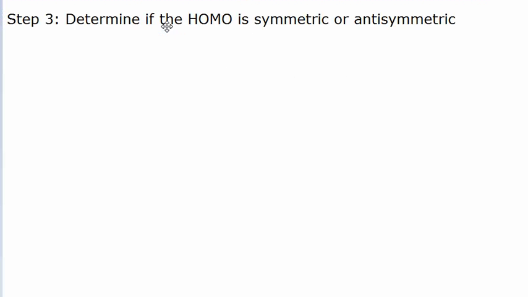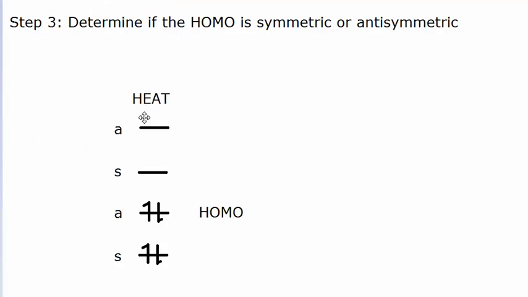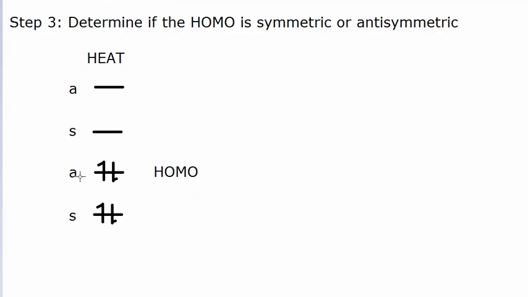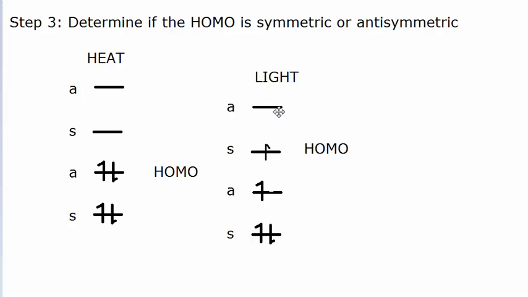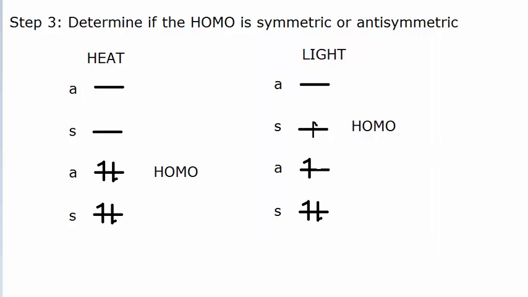Okay, so now once we've done that, the next step is to determine if that HOMO is symmetric or anti-symmetric. That's also not so bad, because remember, it's always going to start with the lowest one being symmetric, and then it's simply going to alternate. So this will be anti-symmetric, this will be symmetric, this will be anti-symmetric. So now we know we have an anti-symmetric HOMO for heat, and for light we're going to have a symmetric HOMO.